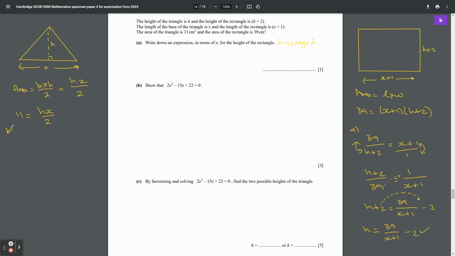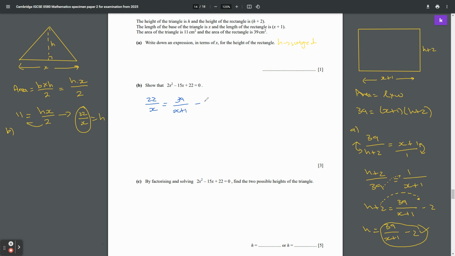Part B says, show that 2x squared minus 15x plus 22 equals 0. Well, I can rearrange this equation to make h the subject as well. It'll become 22 if I multiply that, and then divide it by x will make that equal to h as well. So h is equal to 22 over x, and h is equal to this, which means I can equate them into an equation. And so therefore I can take 22 over x, and I can make it equal to 39 over x plus 1 minus 2.